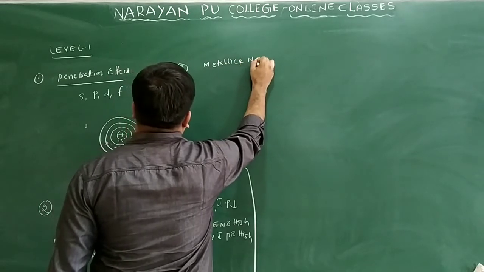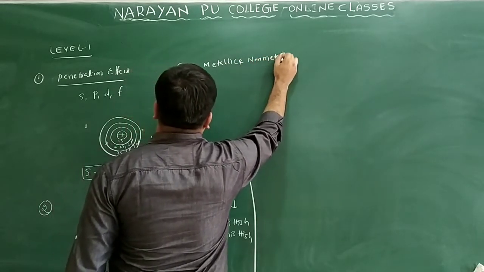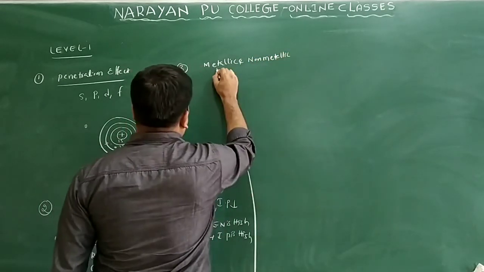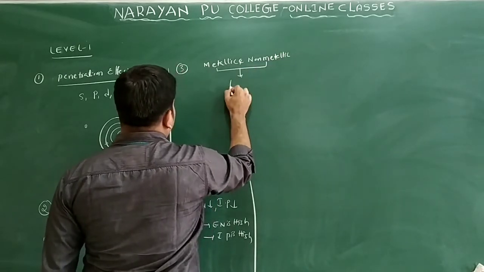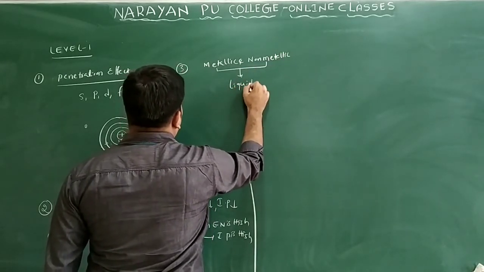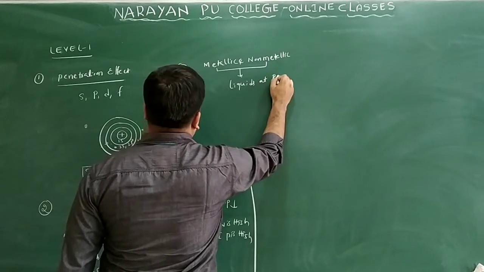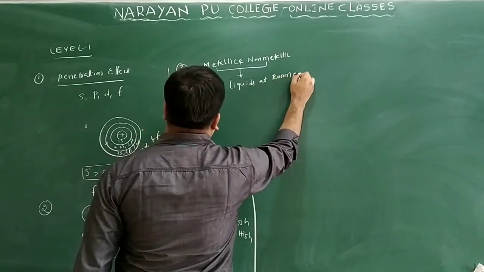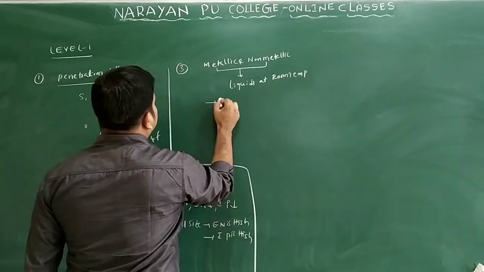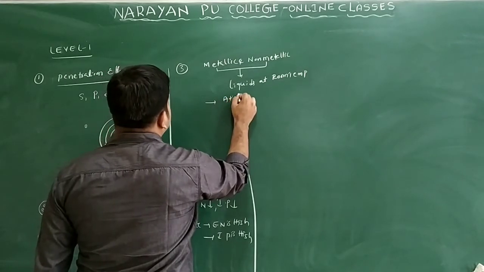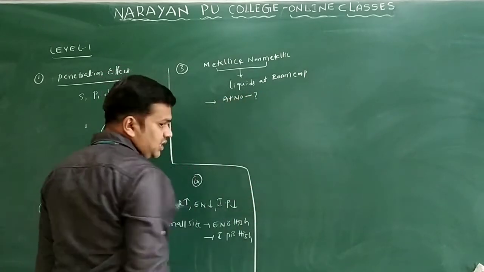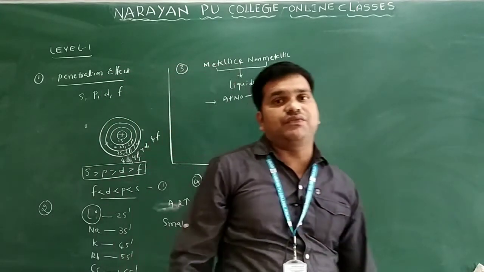Metallic and non-metallic elements, both are liquids at room temperature. What they are asking is the atomic numbers of these elements only.